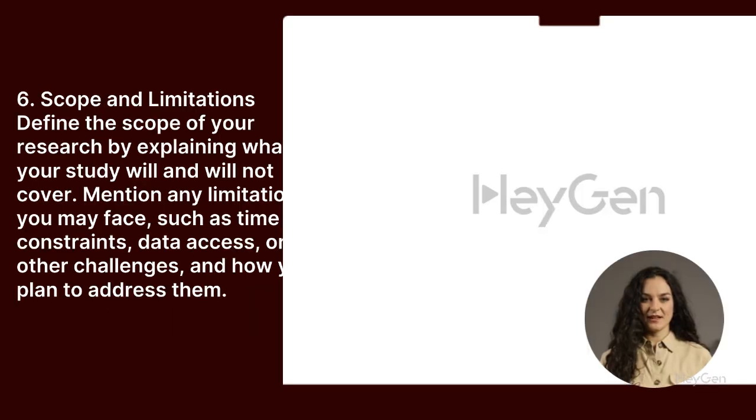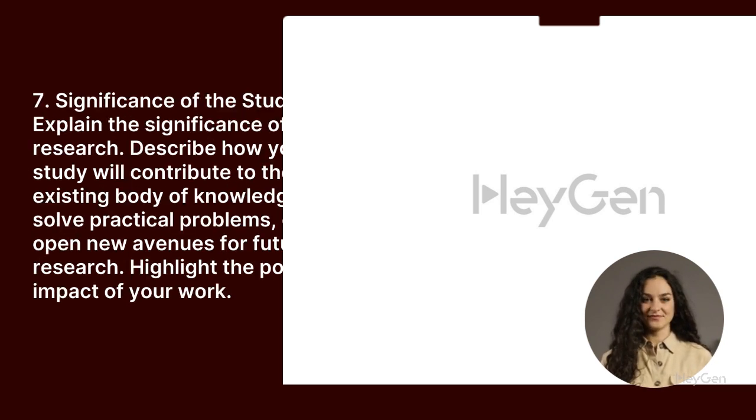6. Scope and limitations. Define the scope of your research by explaining what your study will and will not cover. Mention any limitations you may face, such as time constraints, data access, or other challenges, and how you plan to address them.